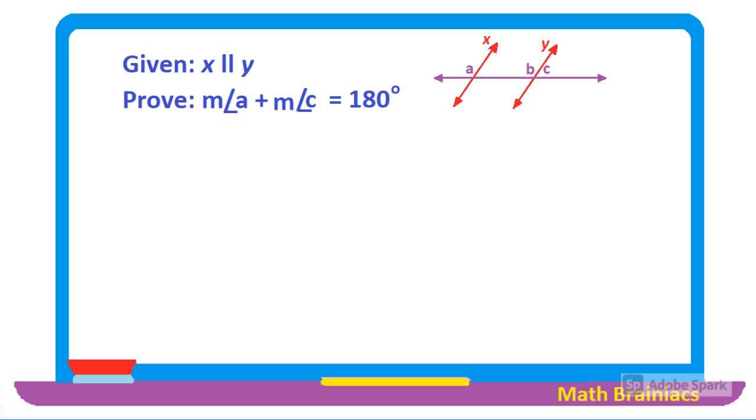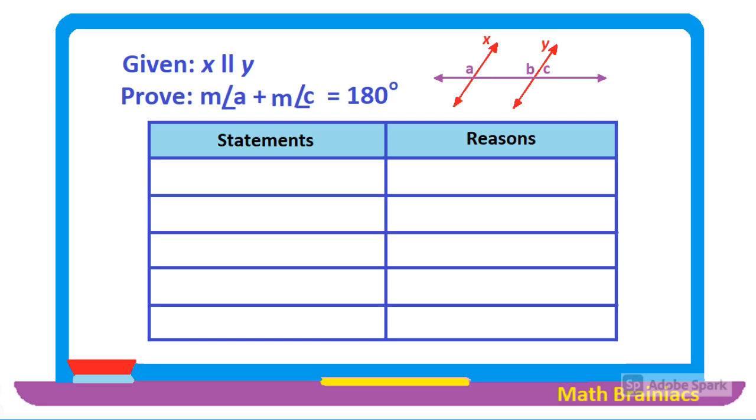From the figure, it is given that line X is parallel to line Y. We are going to prove that the measure of angle A plus the measure of angle C is equivalent to 180 degrees. Let us draw a two-column proof so that we can construct our statements and reasons. Let us start with a given reason. Line X is parallel to line Y.